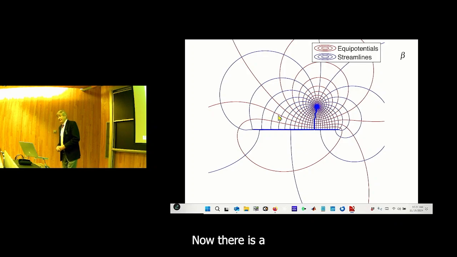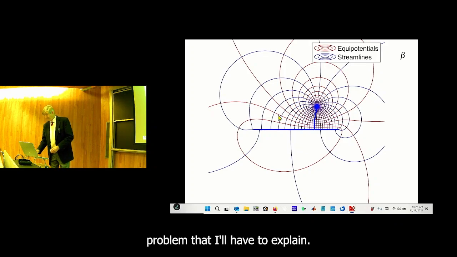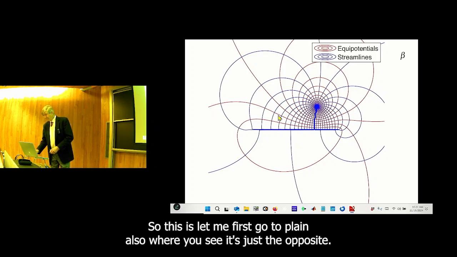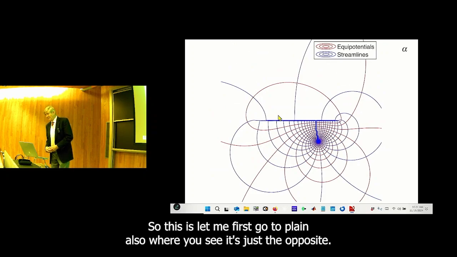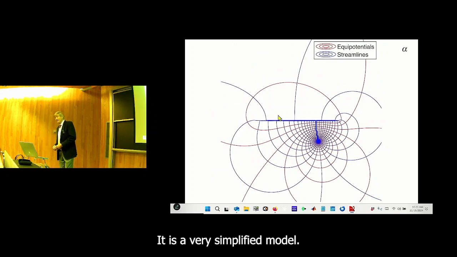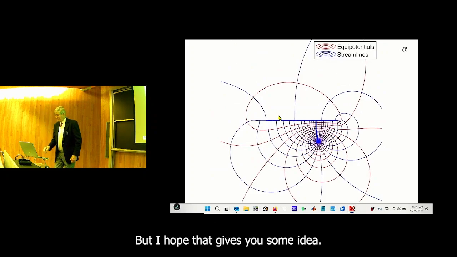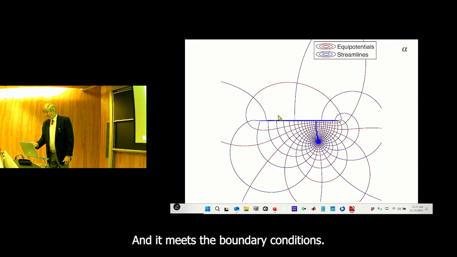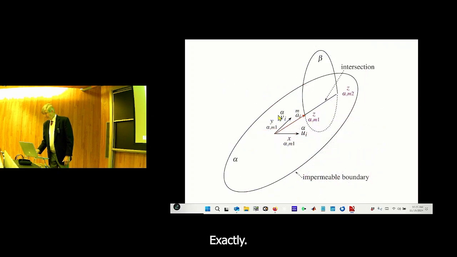Now there is a problem that I'll have to explain. So this is, let me first go to plane alpha, where you see it's just the opposite. It is a very simplified model, but I hope that to give you some idea. And it meets the boundary conditions exactly. I'll go back to this, what is really happening, a little later on.